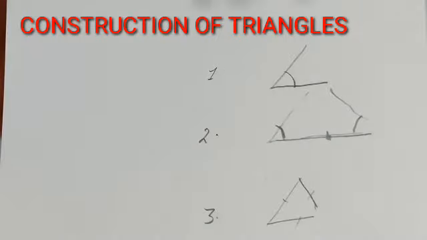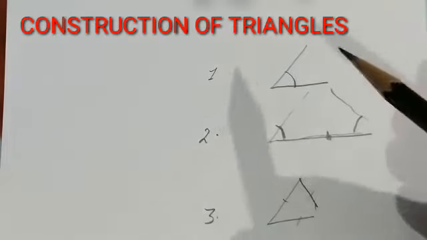Children, now I take up construction of triangles. A triangle has 3 sides and 3 angles. This you all know. But to construct a triangle, we do not need to know all of them. A triangle can be constructed if any of the following are known, means if you are given any 3 out of 6 parameters of the triangle.